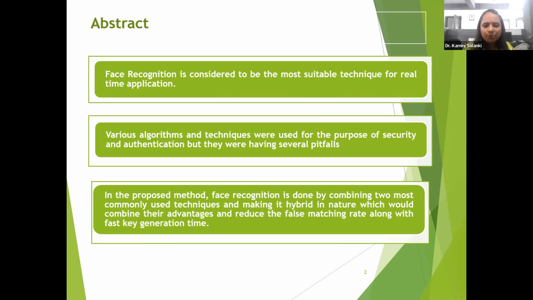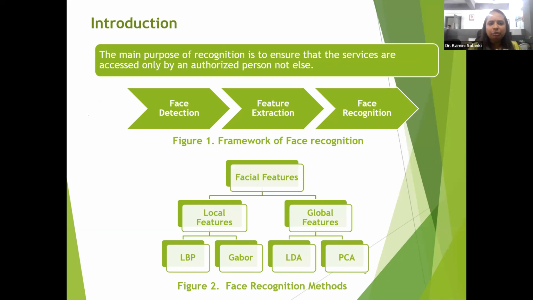So in our proposed method, we have recognized the face with a combination of two techniques. It is a hybrid of two techniques: first, local binary pattern, and second, principal component analysis. The main purpose of recognition is to ensure that the person using the services or access is an authorized person. That must be an authorized person.